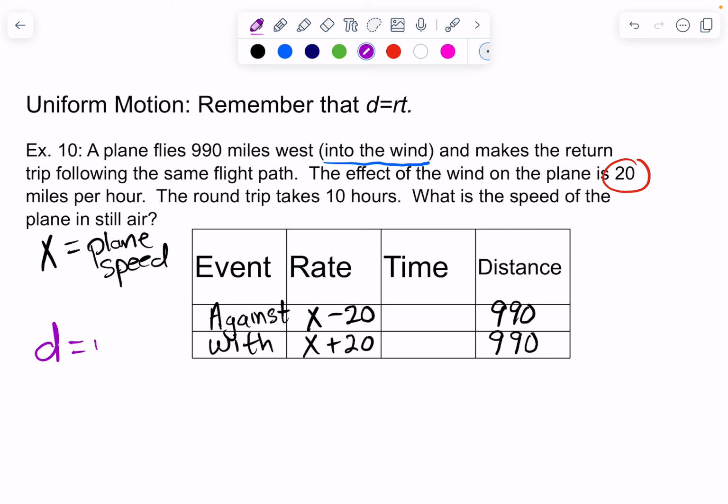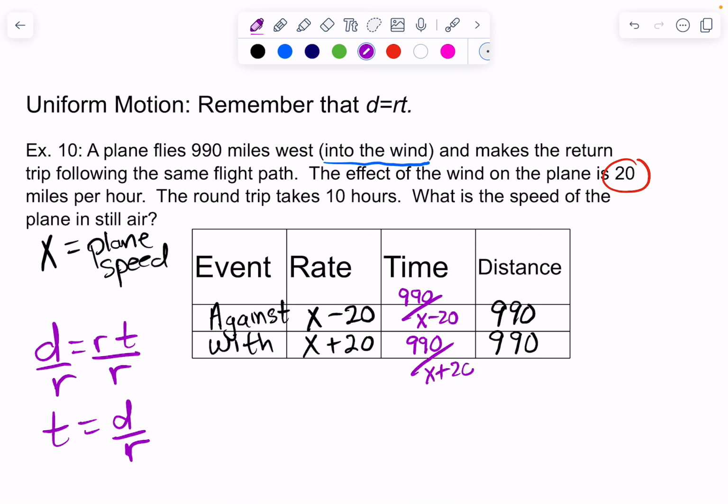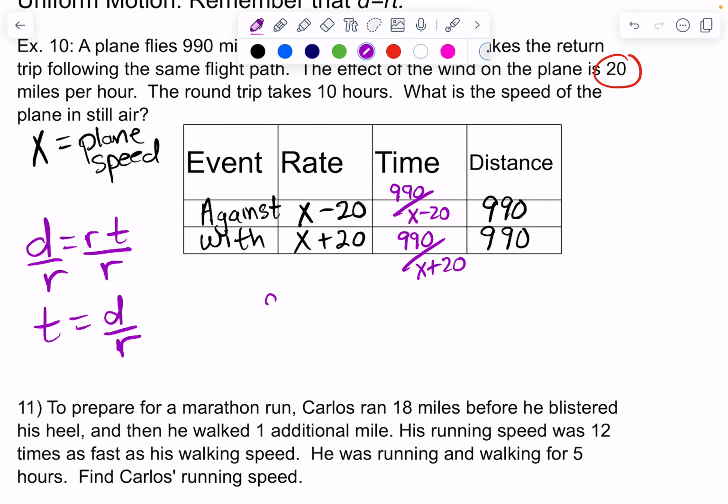If you remember that distance equals rate times time, and you divide rate to both sides, time equals distance divided by rate. So in this particular case, the time against the wind is 990, the distance, divided by x minus 20. And then the time with the wind is 990, the distance, divided by the rate of x plus 20. So then we set it up like normal. 990 over x minus 20, that's the time it took against the wind, plus 990 over x plus 20, the time it takes with the wind, equals in total 10 hours.